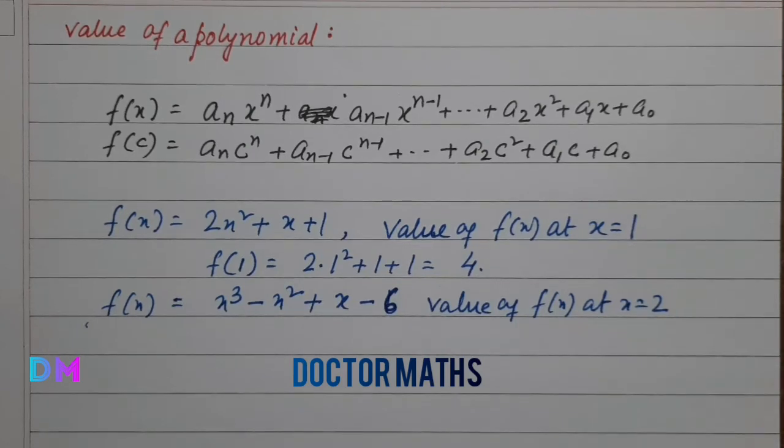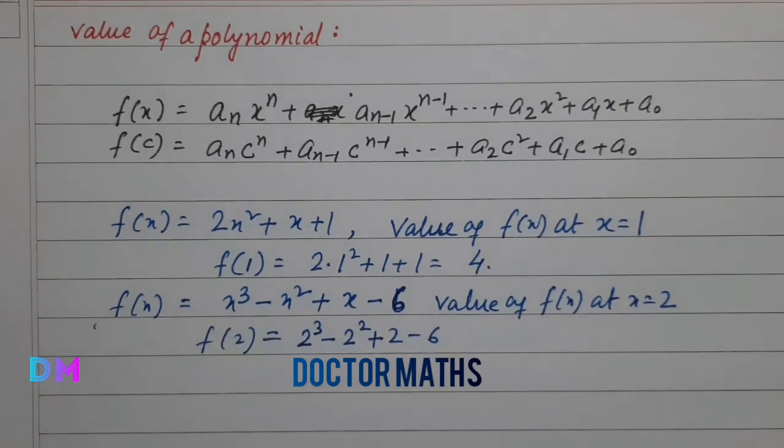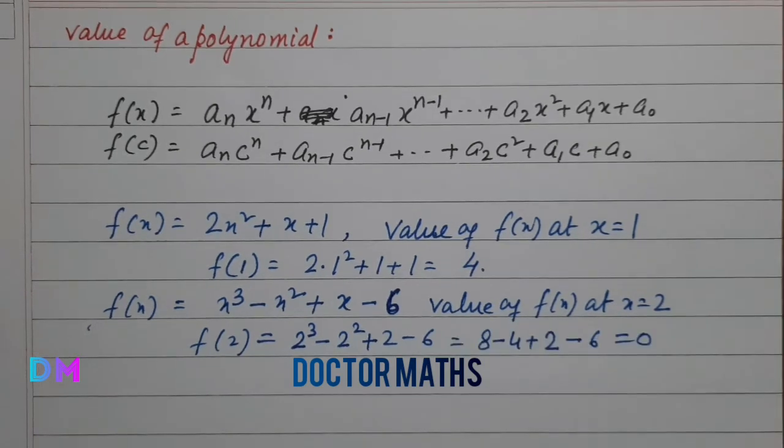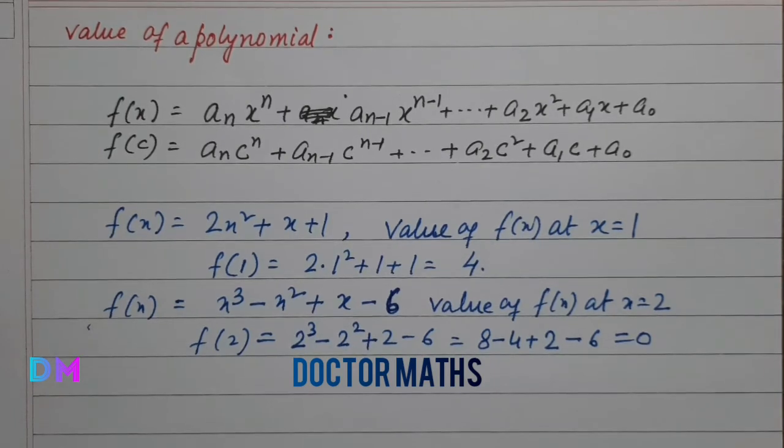Now let us find out, for f(x) equals x³ − x² + x − 6, the value of f(x) at x equals 2, which is f(2). This is equal to 2³ − 2² + 2 − 6, and the value will be 8 − 4 + 2 − 6, which is equal to 0.